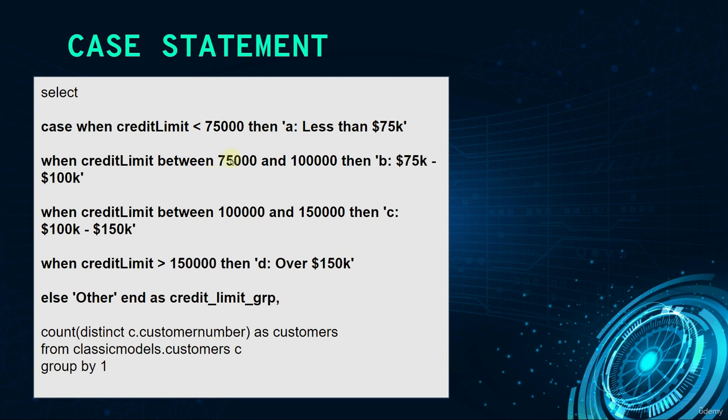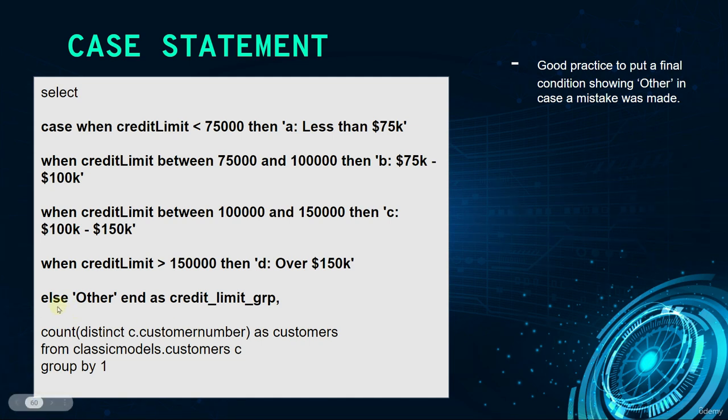So in this statement, if the credit limit is below 75,000, we are returning a statement which states less than 75,000. Then if the credit limit is between 75,000 and 100,000, it will return this statement, 75 to 100k. And then you can see the next one, 100 to 150, and then we have a credit limit greater than 150, then over 150,000. Because I have written the case statement to cover every possible value, it will always fall into one of these groupings.